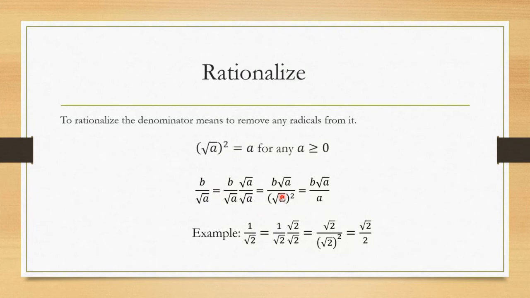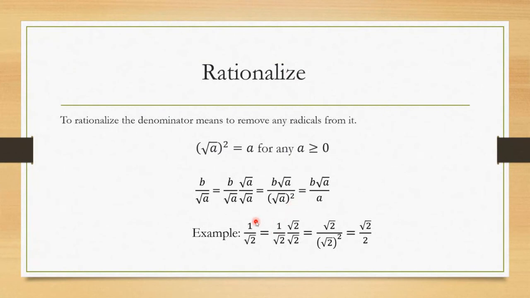On top, you'll have b times the square root of a. On the bottom, you'll have the square root of a squared, which from the top here is just a. So here we're rationalizing the denominator. In other words, we don't want any radicals in the denominator.